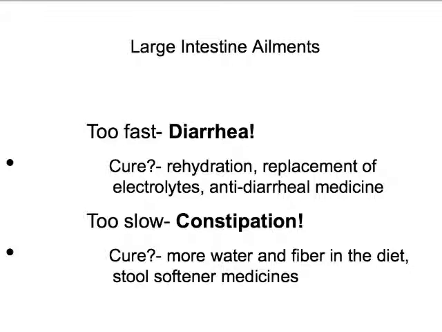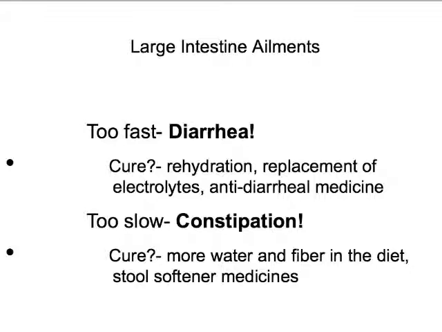Now, if it's going too slow through the intestines, then you get constipation. Okay, so basically too much water is being absorbed. The poop gets a little too solid, harder to move through the large intestines, and harder to poop out. So you get constipation. So to help with that, you got to drink more water and eat more fiber in your diet. You could also take some stool softener medications as well, but more water and more fiber will usually help with constipation.